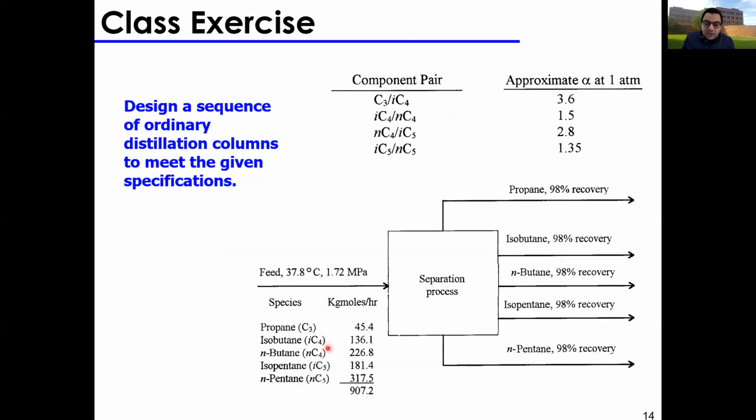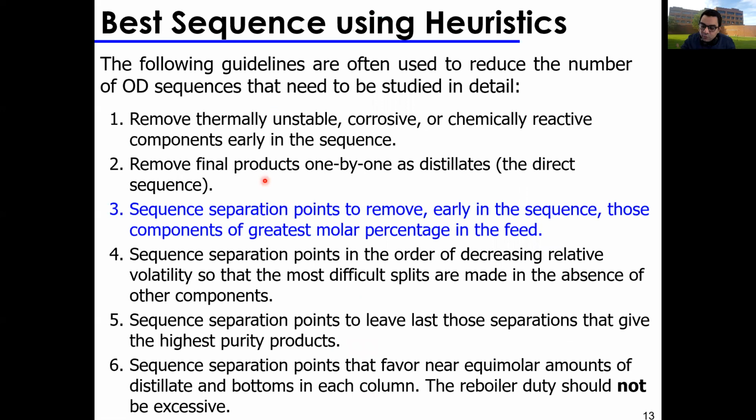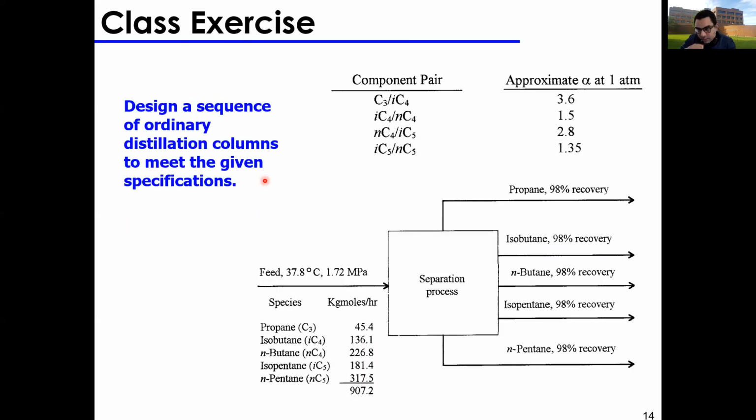So why don't I remove N-butane first? Well, it seems that separation between N-butane and isopentane is easy. However, N-butane and isobutane is not that easy. But I already have a very easy separation here at the top, and it will also satisfy heuristic number 2, right? Where I'm going to remove one of my products, first of all, as a distillate. So if you weigh these two options together, it makes sense to separate C3 first. This is what we did.